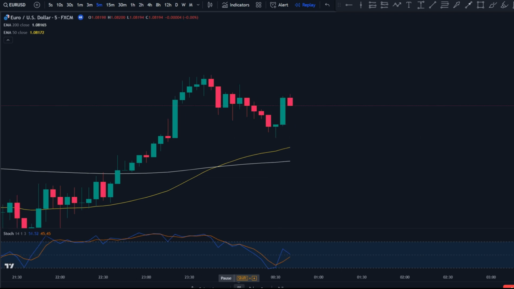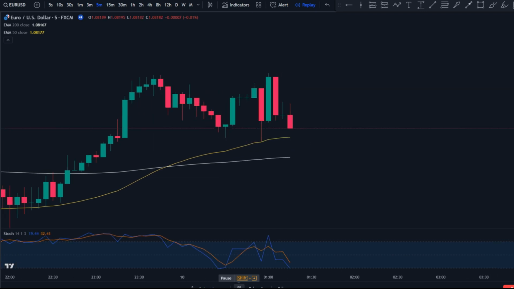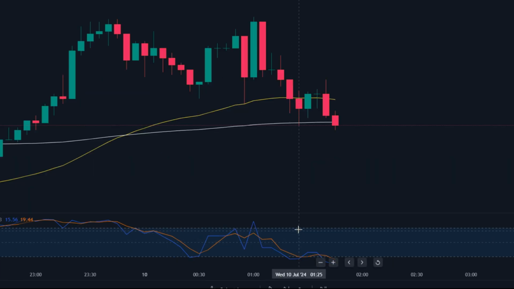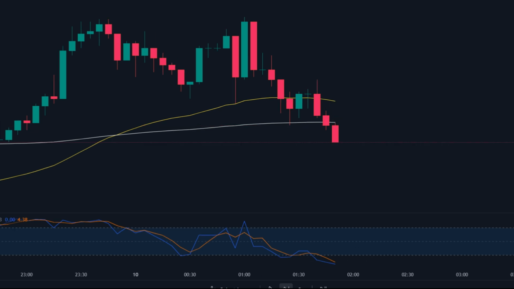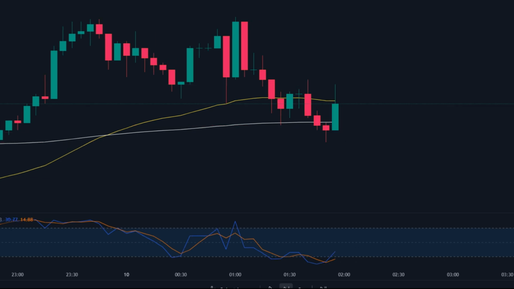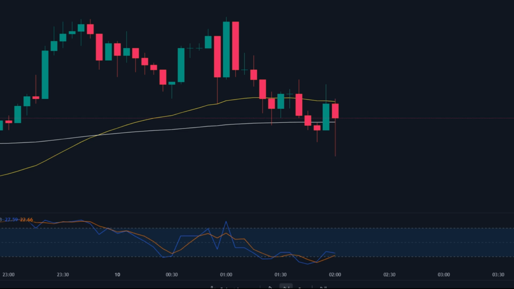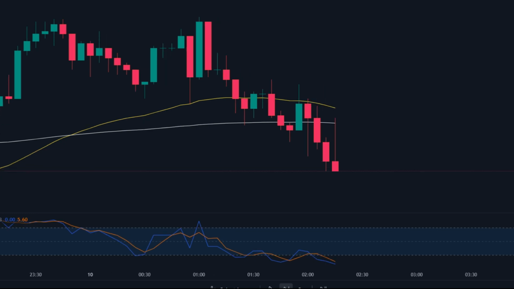Let's start with our first entry. As you can see, the 50 EMA line is above the 200, therefore we are only looking to go long. Right now the stochastic is still within the zone, and we are waiting for it to cross outside of the 20 zone, and then both lines need to come back within the zone to consider it a buy signal.